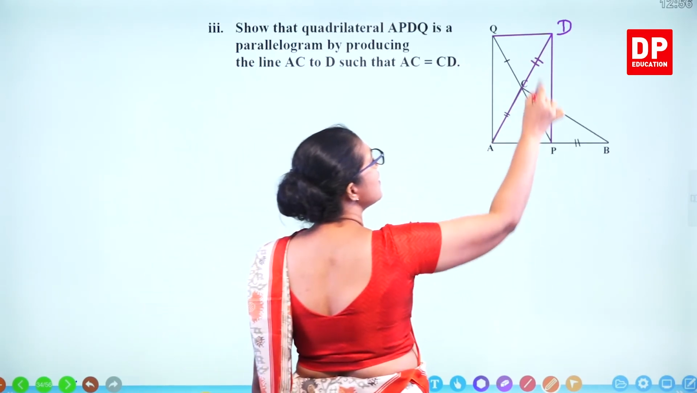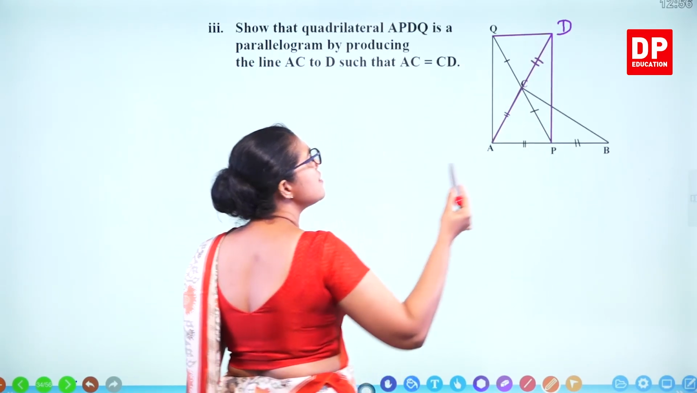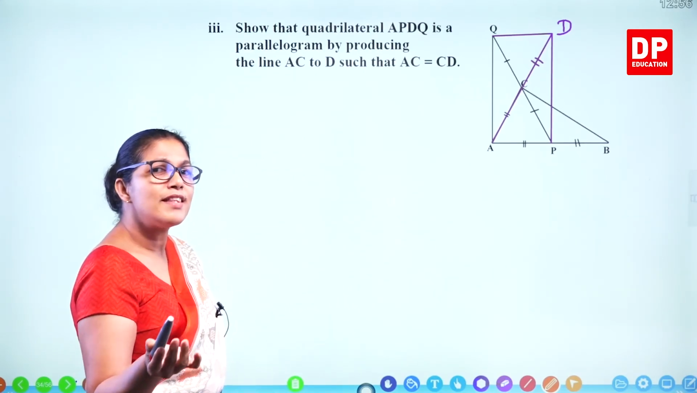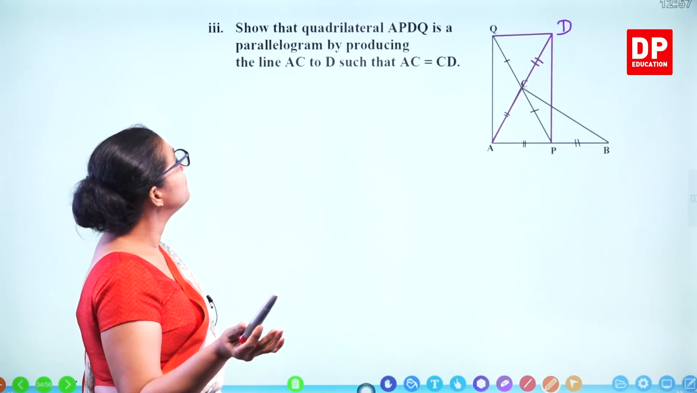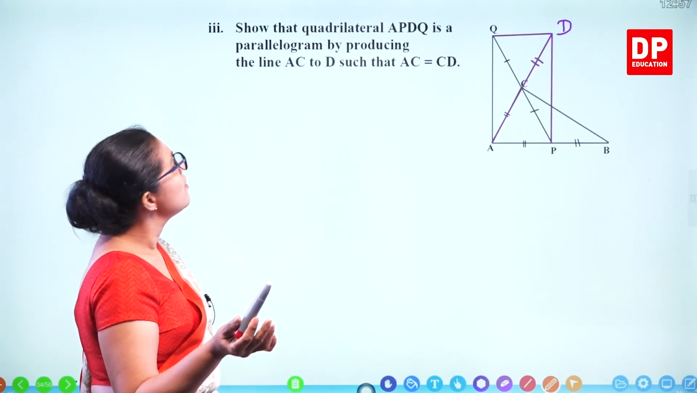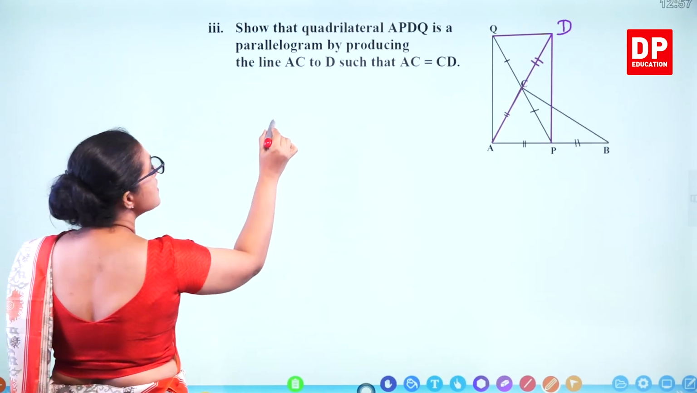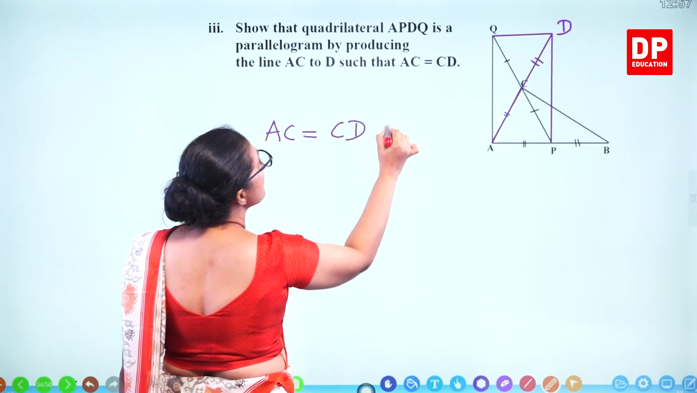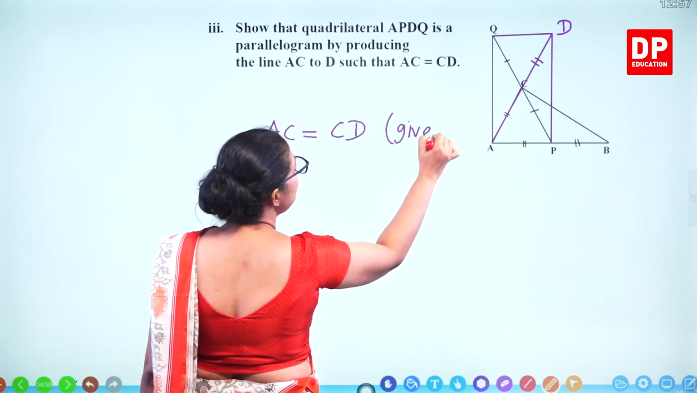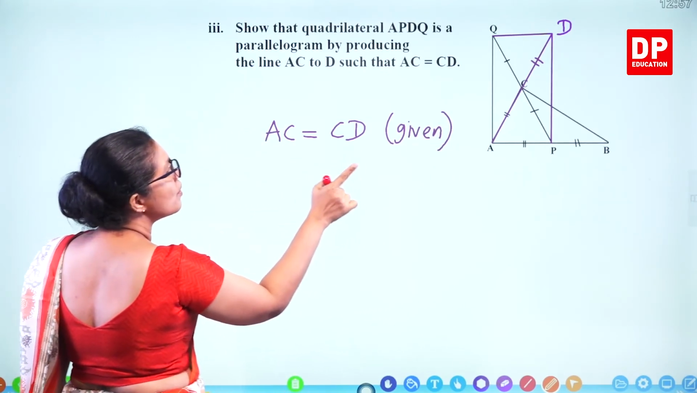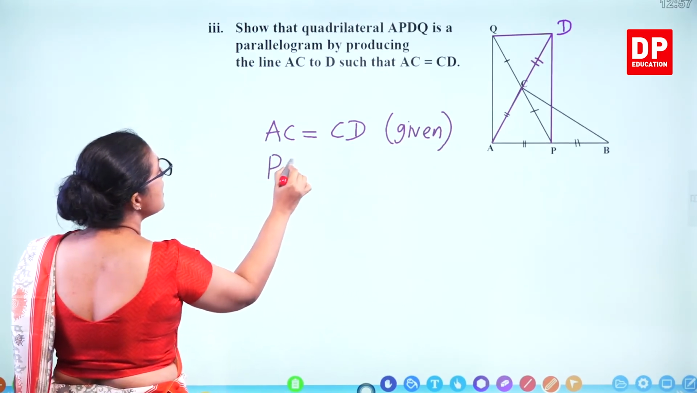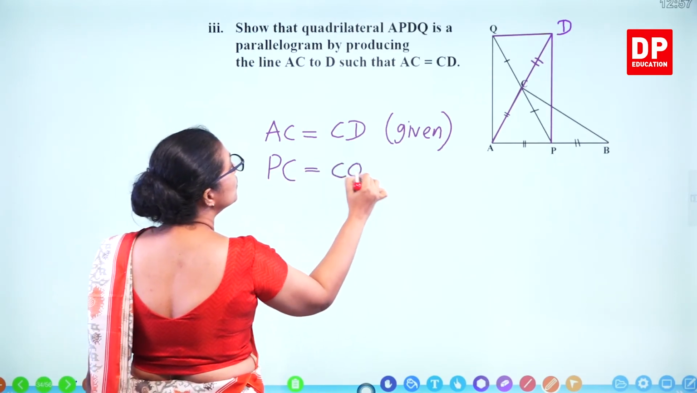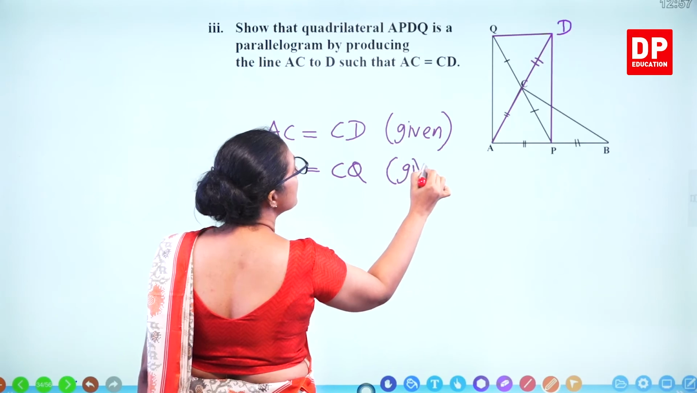What can you say? Diagonals bisect each other. So if diagonals bisect each other, that's a parallelogram. So straight away, you can say AC is equal to CD. That's given. And also PC is equal to CQ. That's also given.